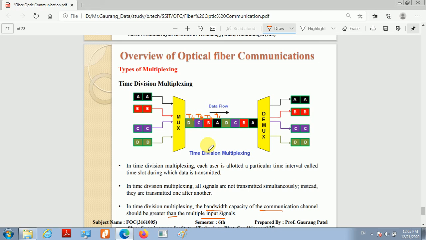So basically the main advantage of multiplexing technique is the effective utilization of the bandwidth of the given channel.